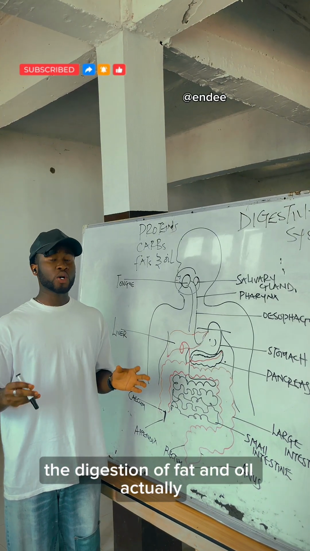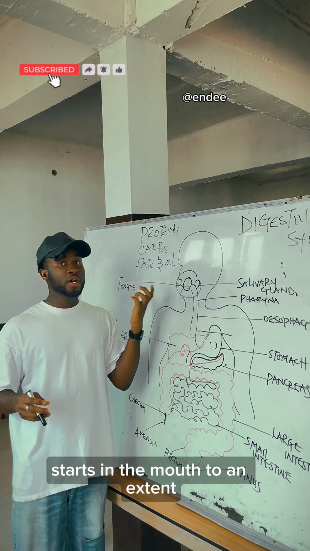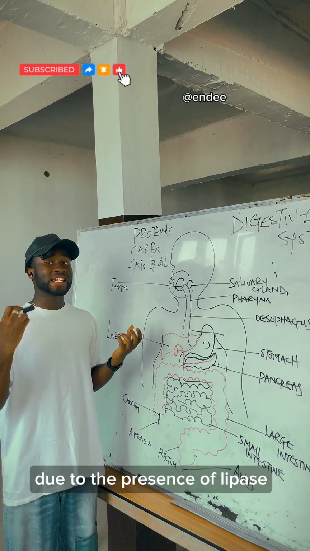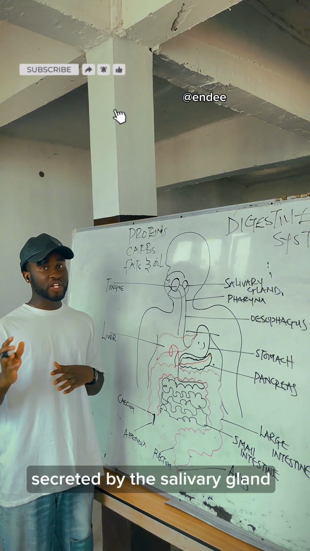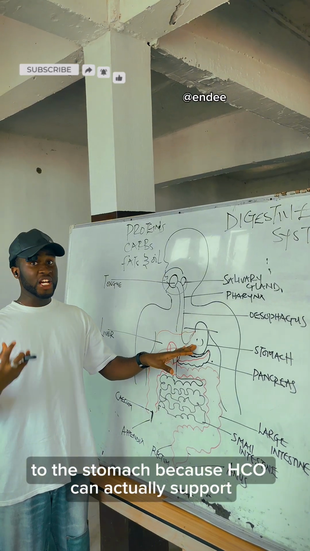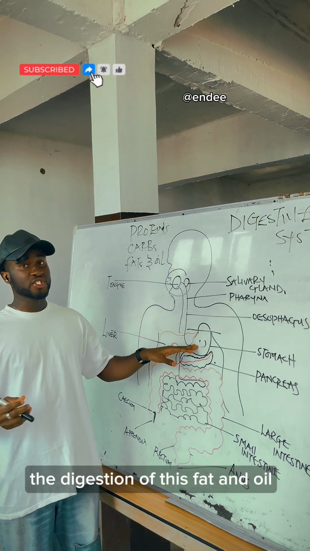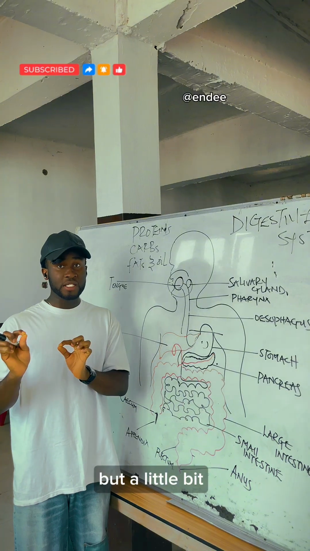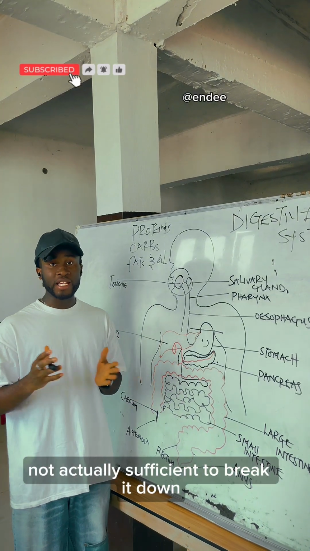The digestion of fat and oil actually starts in the mouth to an extent due to the presence of lipase secreted by the salivary gland. The digestion also continues from the mouth to the stomach because HCl can actually support the digestion of this fat and oil, but a little bit, not actually sufficient to break it down.